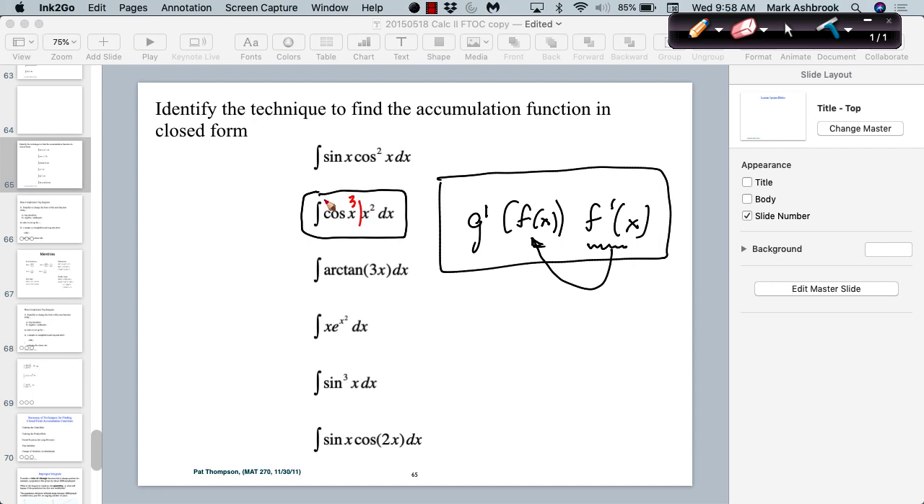If it was cosine of x cubed, look, here's the derivative of the inside. X squared is essentially the derivative of x cubed. So if it were cosine x cubed times x squared, that'd be undoing the chain rule. But the way it stands, it does not fit undoing the chain rule, and it's one of our common forms for undoing the product rule. Is it better? Cool.